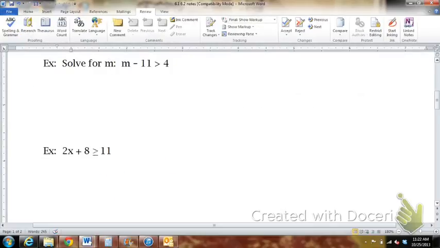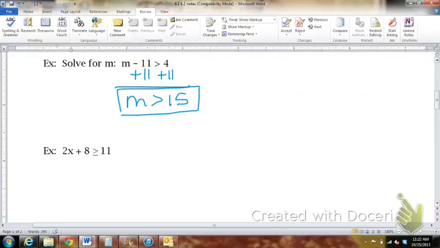Now let's try a few more examples. In the second example, m minus 11 is greater than 4. I'm trying to get the m by itself. So to undo subtraction, I'm going to add 11 to both sides. And I get m is greater than 15. My m is already by itself, so I'm done.